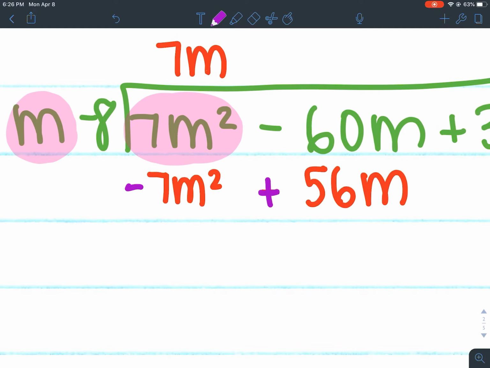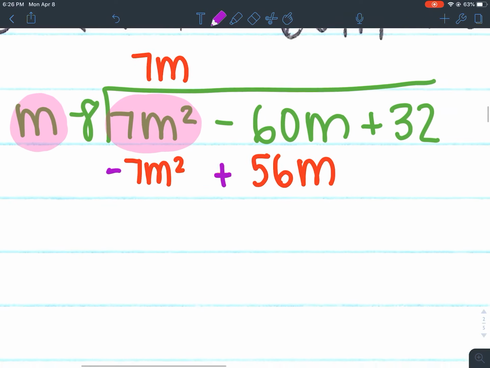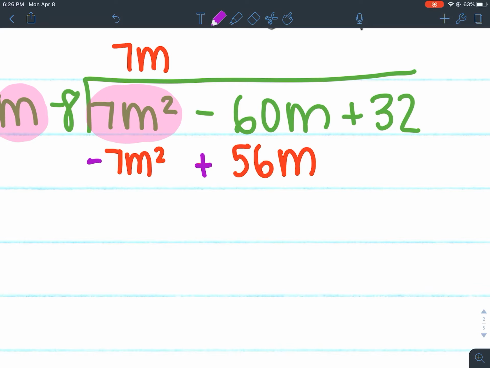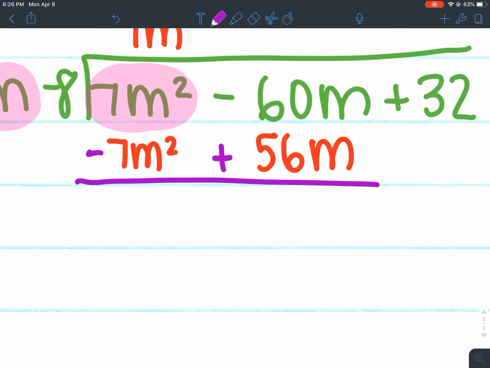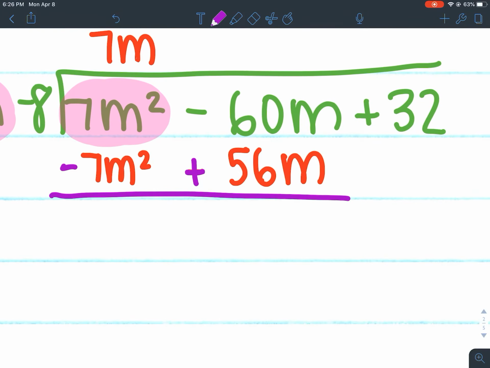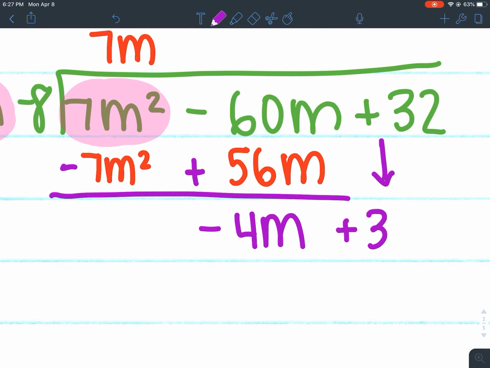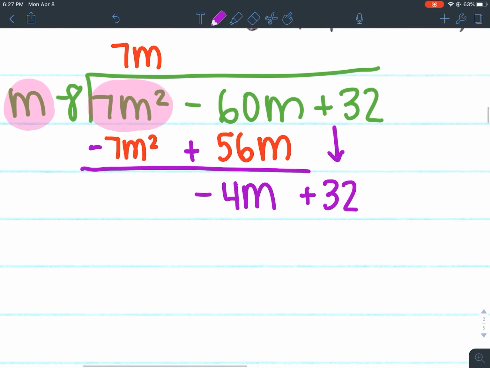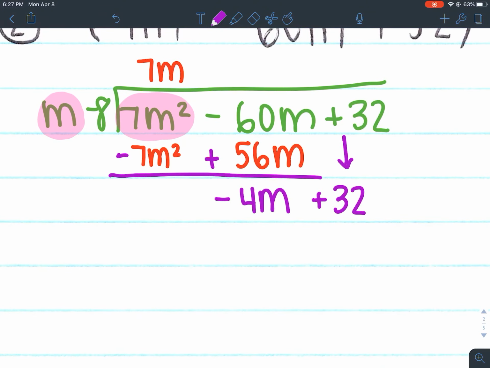If you are able to do it all in your head at once, that's perfectly fine, but just make sure that you don't change it twice. You only want to change it once, okay? Okay, so 7m squared minus 7m squared is 0. I'm not going to write a 0 there. Negative 60m plus 56m is negative 4m. I'm going to bring down the positive 32. Okay.